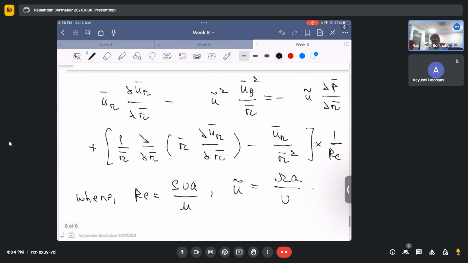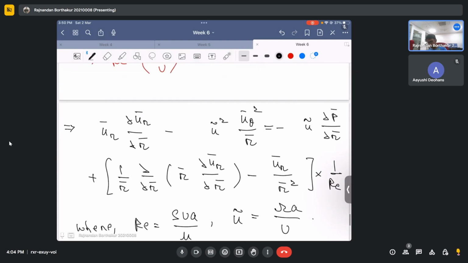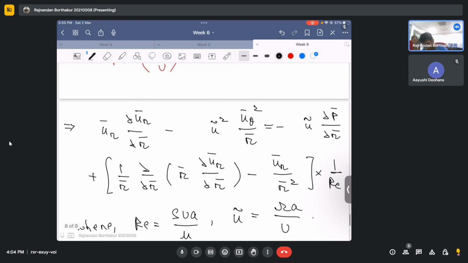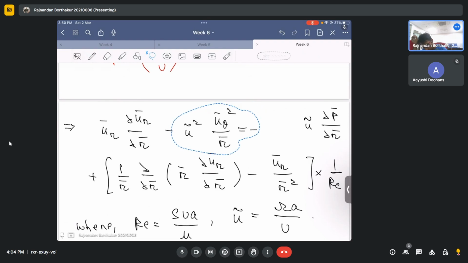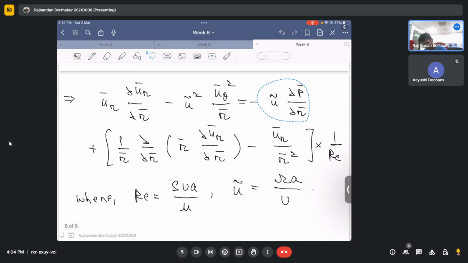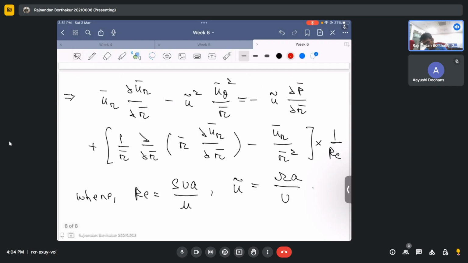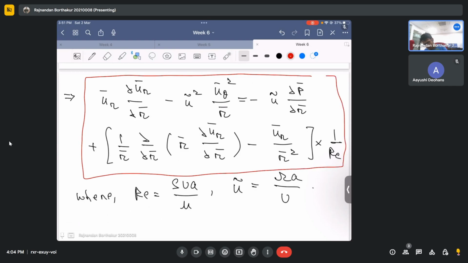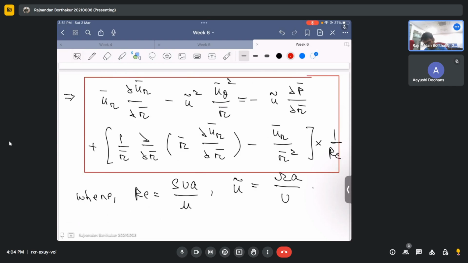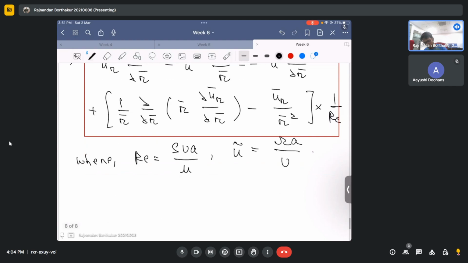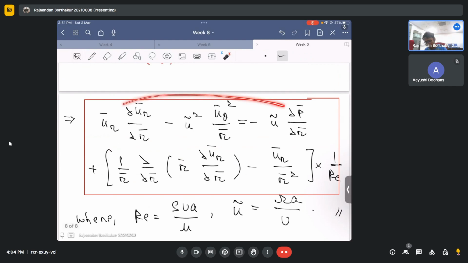So this expression that you see is nothing but the non-dimensionalized r momentum equation. So a part of the second task is done. This is basically the non-dimensionalized r momentum equation.